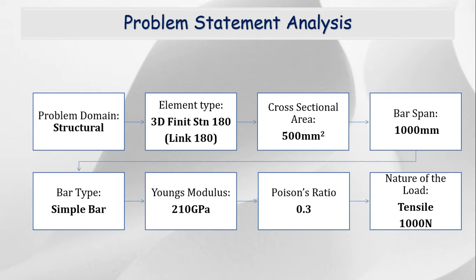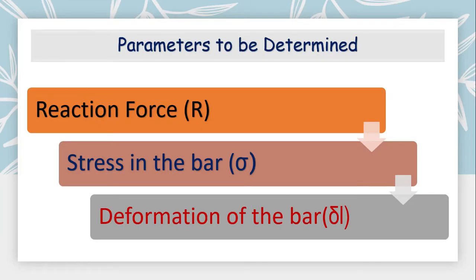Young's modulus is 210 GPa. The Poisson's ratio is 0.3. The load acting on the bar is tensile in nature and its magnitude is 1000 newtons. With these inputs, now let us see how the problem can be solved using the strength of material approach as well as using the ANSYS APDL. The parameters that we shall determine using both the approaches are the reaction force, the stress in the bar and the deformation of the bar.